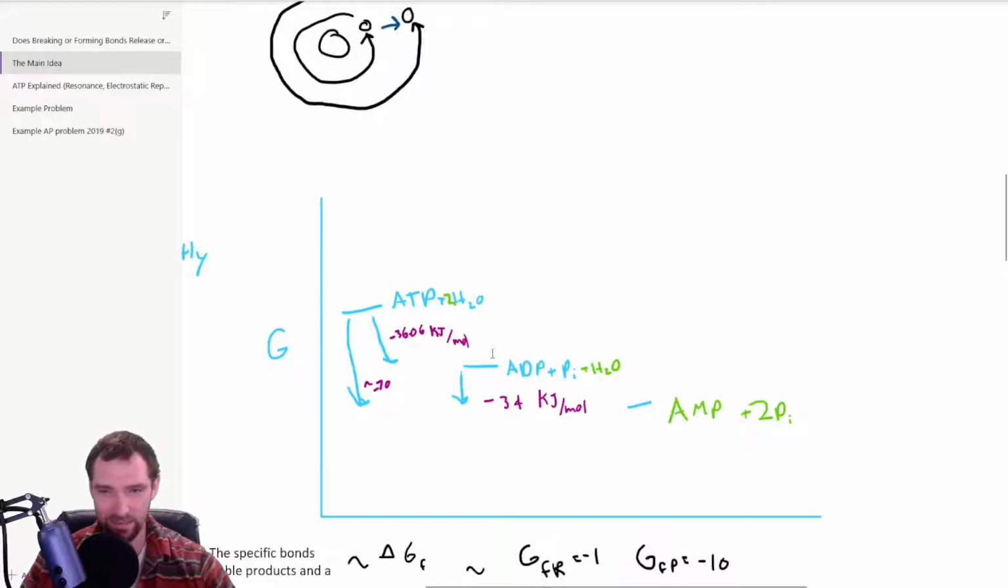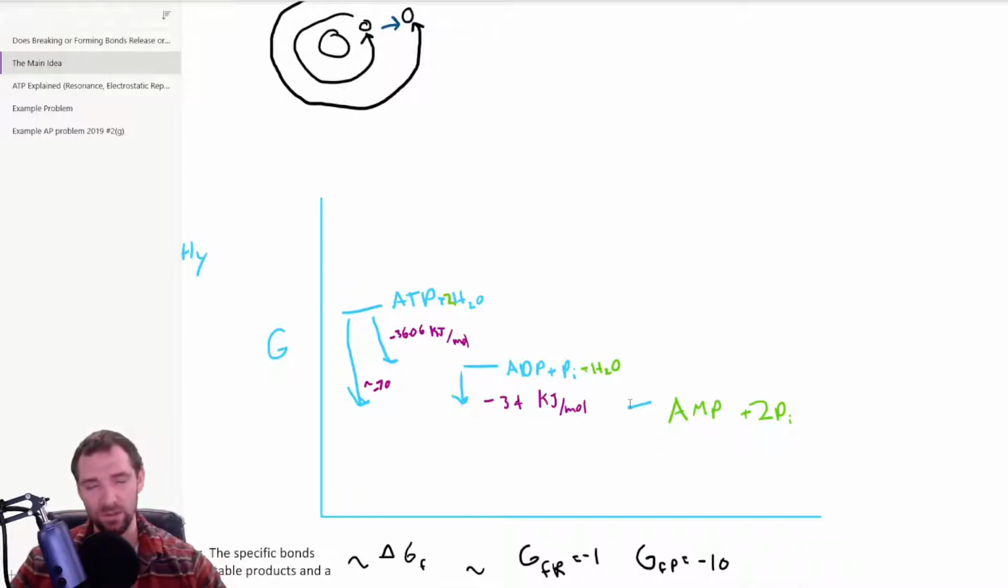You can kind of see how they relate to each other. The products are more stable, and so you're going to have a release in energy. It has more to do with the total energy in the molecules than, oh, did I break the bond in ATP? Because you're also breaking other bonds and forming other bonds.